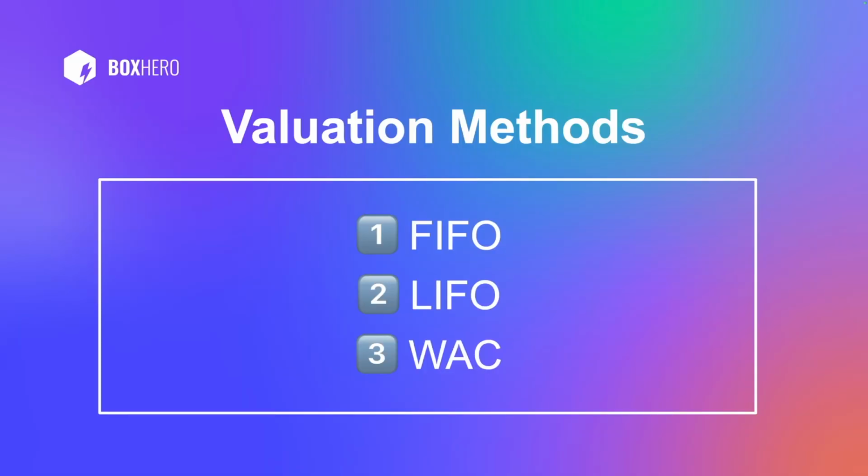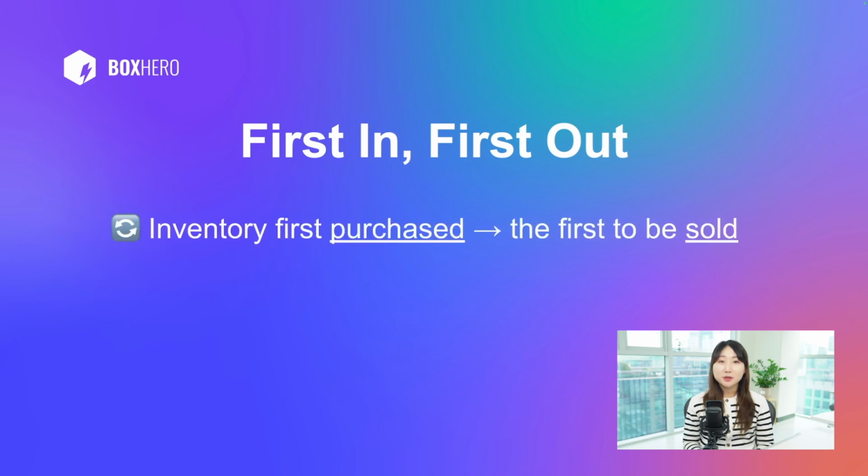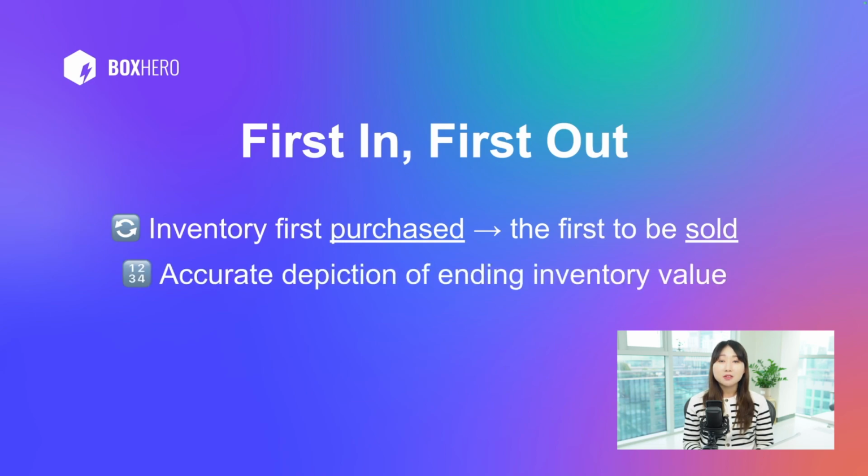There are three main methods to account for the value of stock. 1. FIFO, 2. LIFO, and 3. Weighted average costing. Let's start with FIFO. First in, first out. In this method, the stock that was first purchased for inventory is the first stock to be sold, even if it is physically not. FIFO is used by most businesses, especially ones with perishable inventory, since it provides an accurate depiction of ending inventory and value.